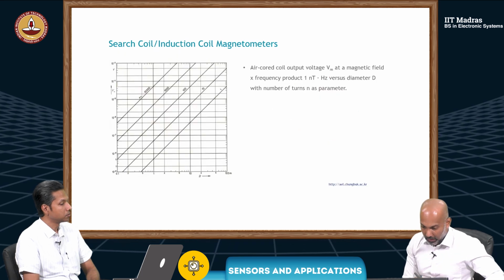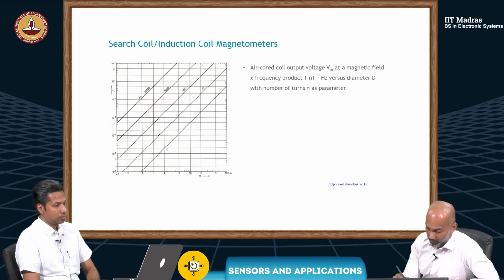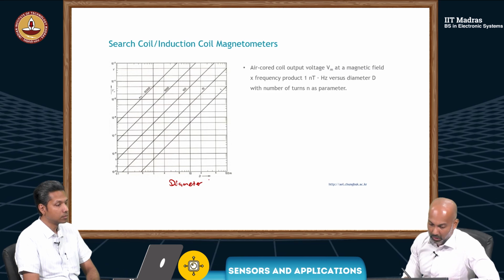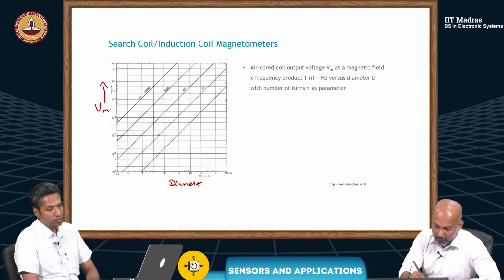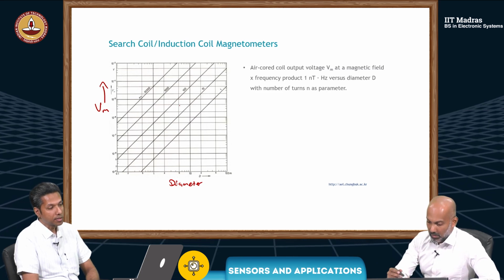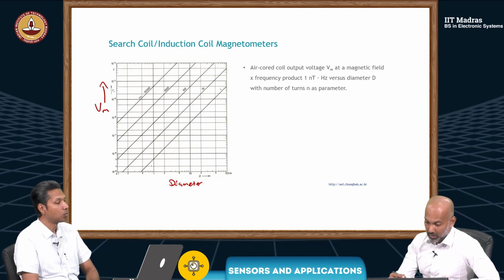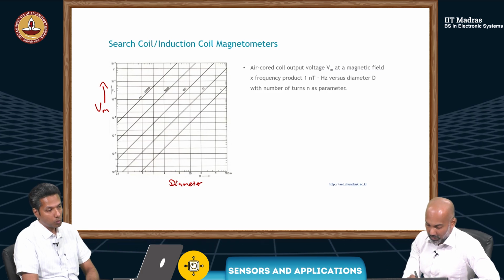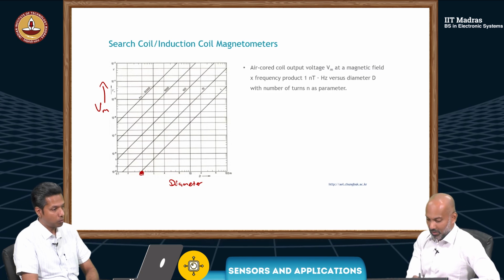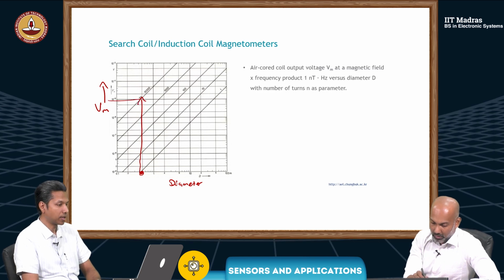Now, this is just an example to show. Here you have the diameter of the coil, and here you have Vm. What are these lines? Lines are for different numbers of turns. You can see, if you take a diameter of 5 and have 1 turn, your voltage output will be very, very low. And obviously, when you increase the number of turns, it keeps increasing.